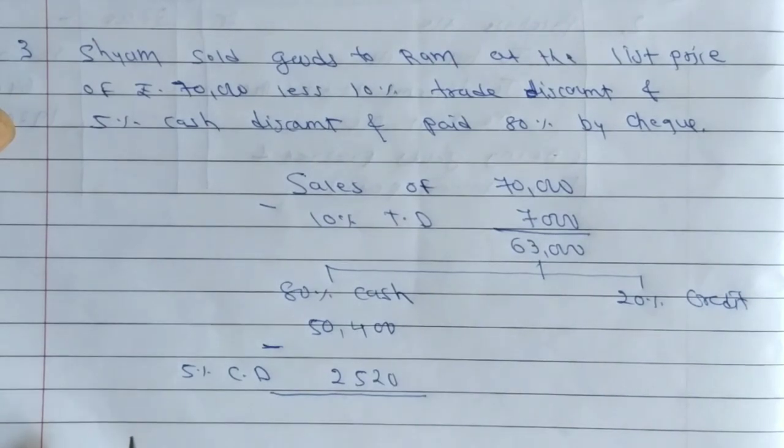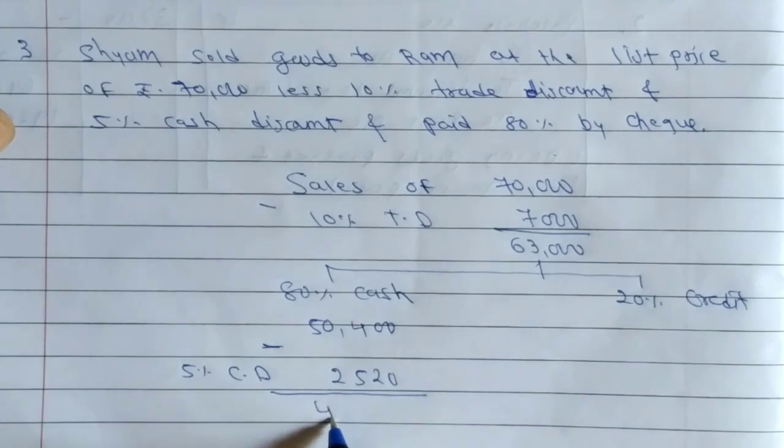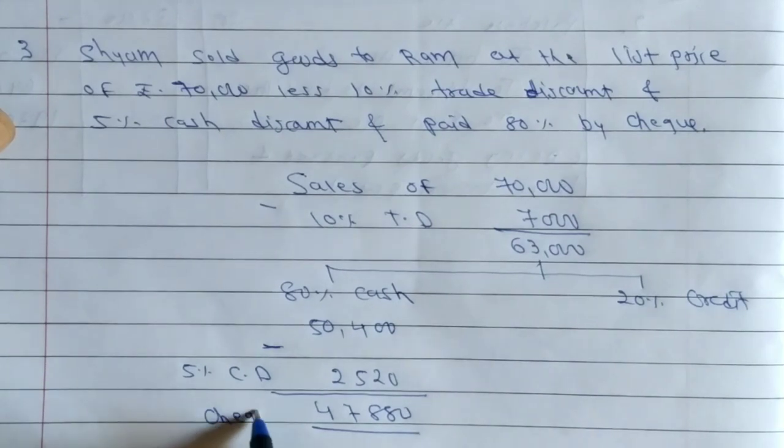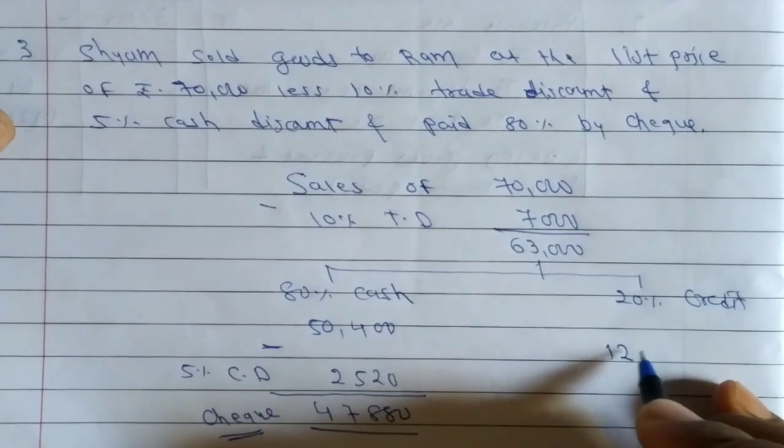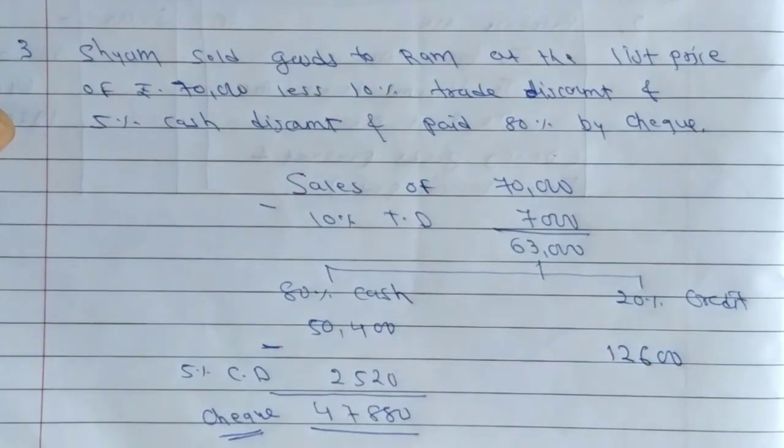So the net amount of cheque which we must have received is 47,880. This amount of cheque we must have received because it is a transaction of sales. Remaining 20% is credit sales of goods. So 20% of 63,000 will be 12,600. So this is a combination of cash and credit sales. Now let us record this transaction in the journal.